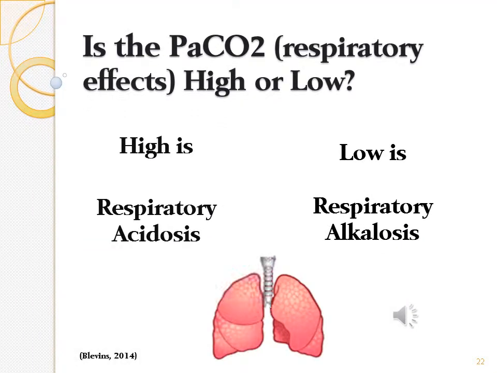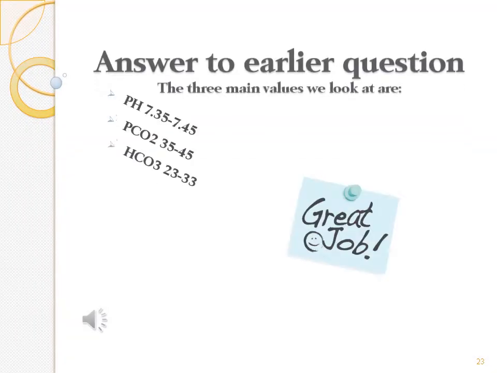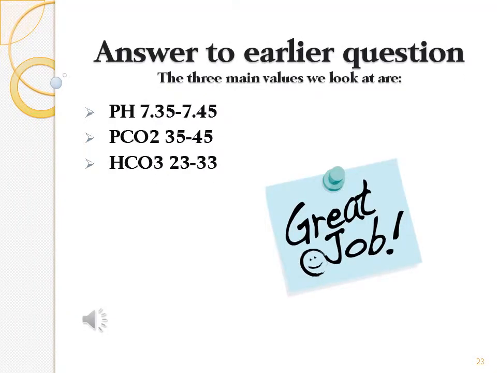Remember, the PaCO2 is reflecting respiratory effects. Is it high or is it low? If it's high, it's respiratory acidosis. If it's low, it's respiratory alkalosis. So the answer to the last question is the pH, which is 7.35 to 7.45, PCO2, which is 35 to 45, and bicarbonate, which is 23 to 33.